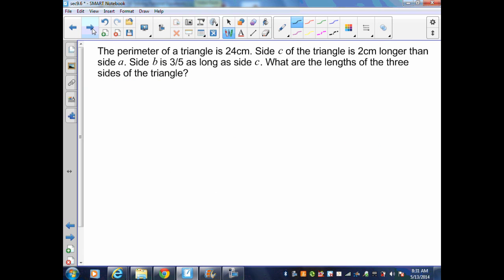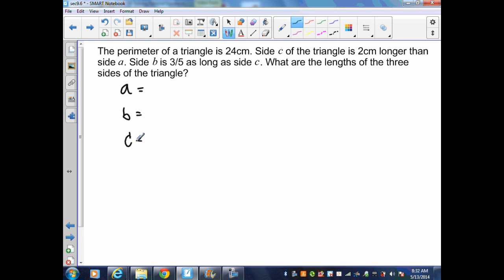Our next example, the perimeter of a triangle is 24 centimeters. Side C of the triangle is 2 centimeters longer than side A. Side B is 3/5 as long as side C. What are the lengths of the 3 sides of the triangle? What we first need to determine is what are the 3 things we're talking about. We're talking about the length of side A, the length of side B, and the length of side C. Of those 3, I need to determine what I know least about.